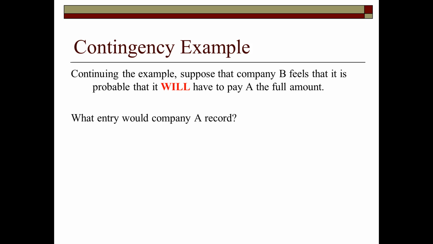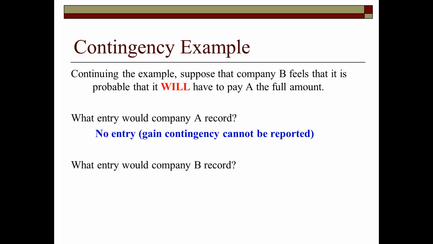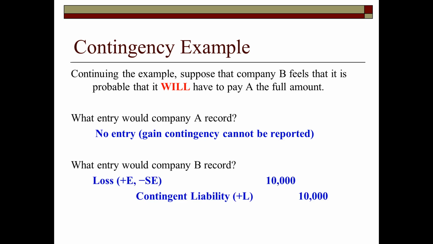Again, same scenario. A will not ever record a gain contingency, so no entry. B, on the other hand, now feels it's probable they're going to lose, so conservatism would say record all losses. And so under the requirement that it's probable, they would have to disclose it and record it. So they would debit a loss, which is the same as an expense. Stockholders' equity goes down for $10,000 and set up a contingent liability, which is a lawsuit liability for $10,000.